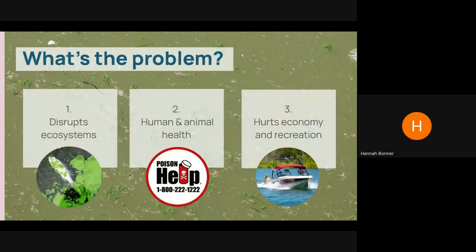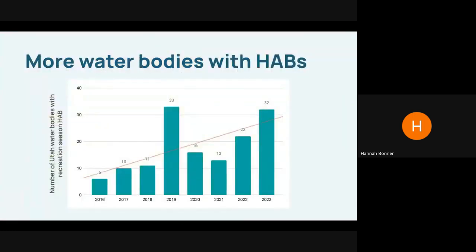So the third reason, on top of those first two reasons, is that harmful algal blooms not only hurt the environment, but they also hurt local economies and the ability for people to be able to recreate and enjoy Utah water bodies. Unfortunately, we're also seeing more and more water bodies in Utah experiencing harmful algal blooms, particularly as we deal with a warming climate and continued human development and nutrient pollution. This graph shows the number of water bodies in Utah with a harmful algal bloom each season since we started monitoring, and you'll see there is a pretty distinct upward trend.